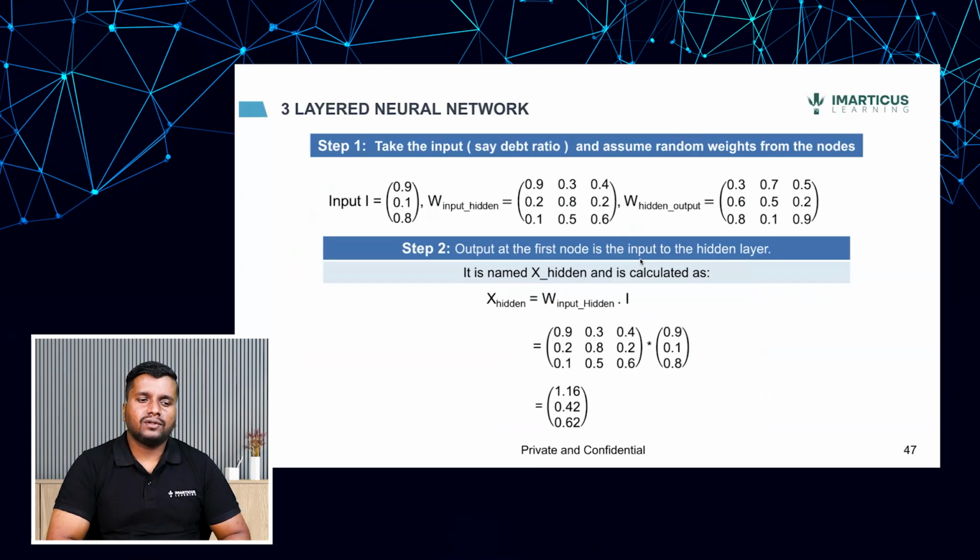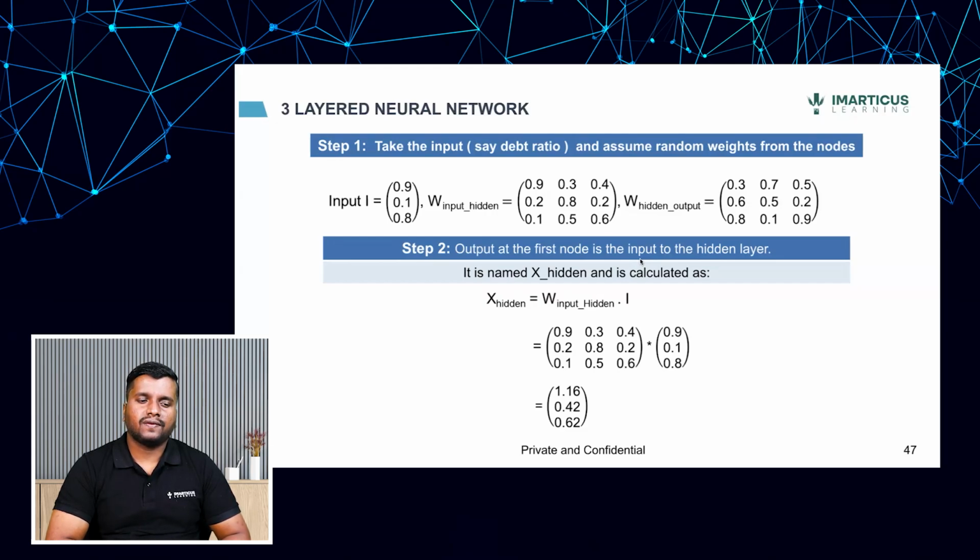Layered neural network. So let us take the input of depth ratio and assume random weights from the nodes. So input 1 is 0.9, 0.1 and 0.8. And the input which we are talking about, which is then hidden input, it is going to be 0.9, 0.3, 0.4 from the first layer, then 0.2, 0.8, 0.2, 0.1, 0.5, 0.6 as the values.